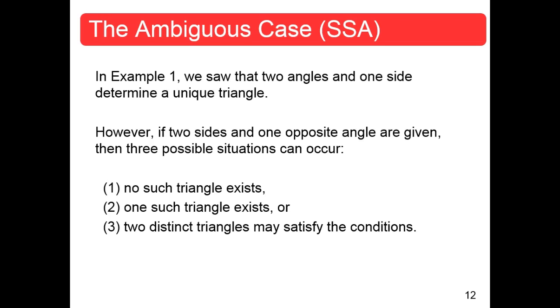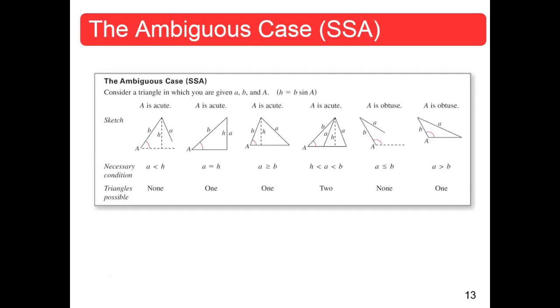However, if you have 2 sides and an opposite angle given, then you could have up to 3 possible situations. You could have no triangle existing, you could have 1 triangle existing, or you could have 2 distinctly different triangles that fit the same conditions. Okay? That's why it's called ambiguous. You have three possibilities here. And here is the description of these three.